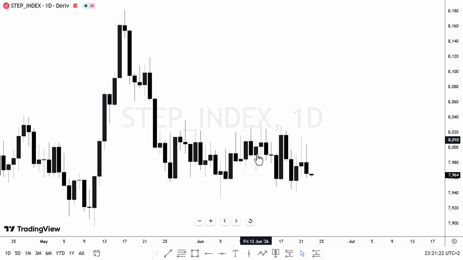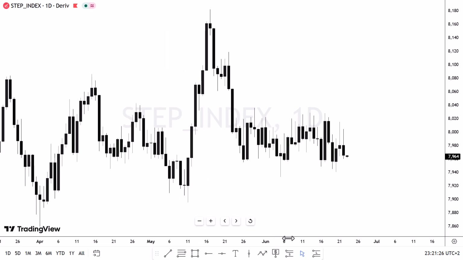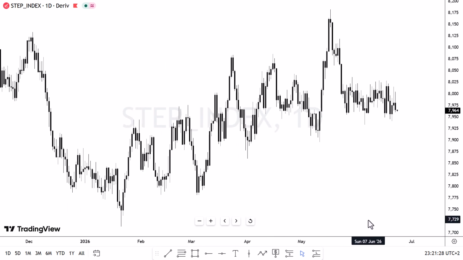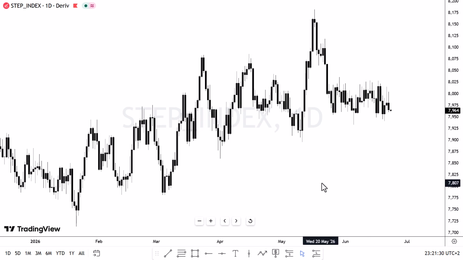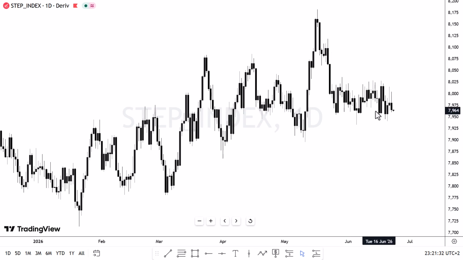Let's get into step picks, right? So we have a daily time frame here, and get the previous 6 months. So now it is June. If we look at the opening of the year, which was in January, somewhere here, we can clearly see that the primary trend has been bullish. We've been making higher highs and higher lows.